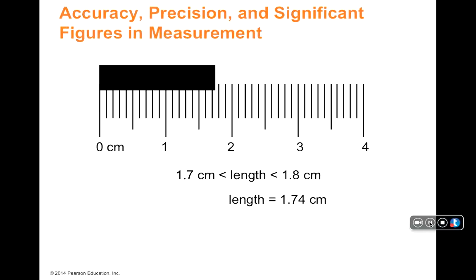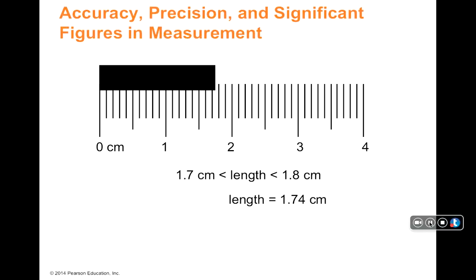Now, even though that number is an estimated value, it is considered a significant digit. This is often a point of confusion for students. For every type of measurement we make, we always estimate a value one beyond the ability of the instrument. Obviously, there's no marking for that 4 in the 1.74. We're estimating that value, and that is how you make all measurements in the lab.